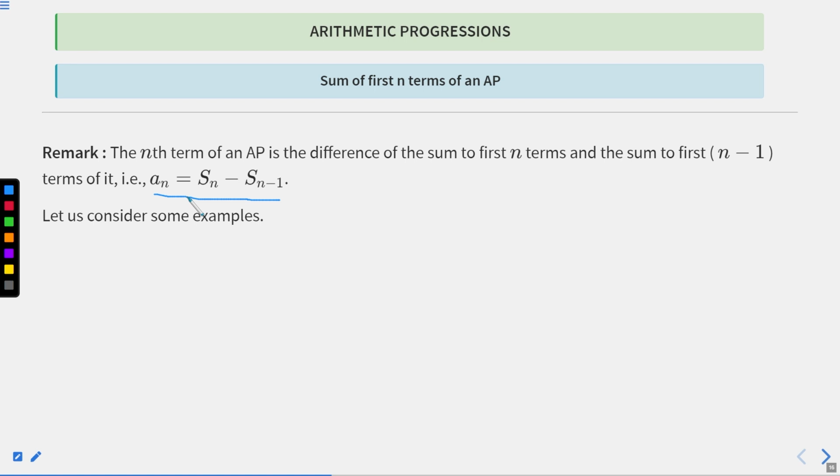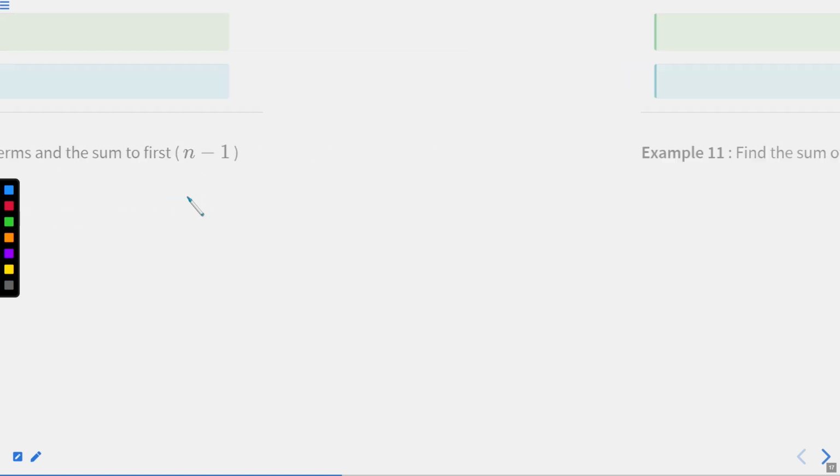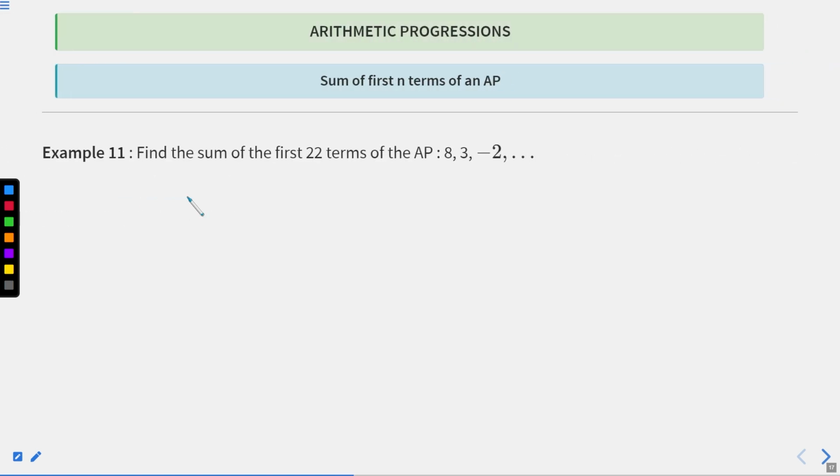Now, having cleared this topic, here we explore some examples. Okay, so let us consider some examples. In this example, we have to find the sum of the first 22 terms of the AP 8, 3, minus 2, and so on.